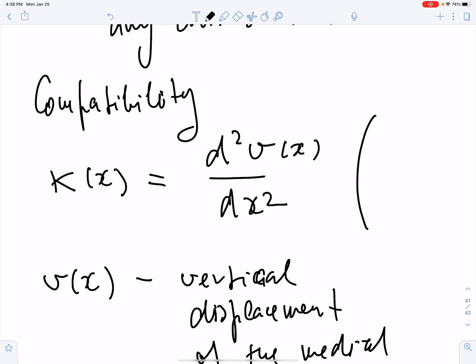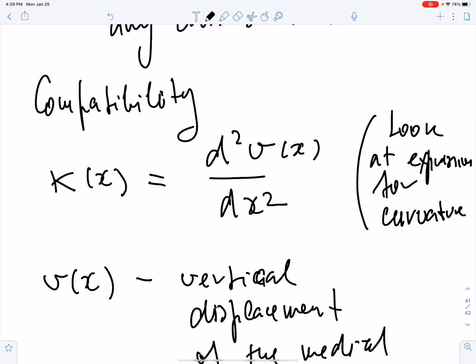So I urge you to go into your calculus book and look at expressions for curvature. What you're going to find is a second derivative, and then there'll be something in the denominator, which is 1 plus a little correction, and that correction would make things nonlinear, meaning the curvature would then be a nonlinear function of v, and this is something that we're trying to avoid in linear structural analysis. But the good news is that that correction becomes less and less important as the radius of curvature becomes bigger and bigger, meaning as your structural member becomes more and more flat.